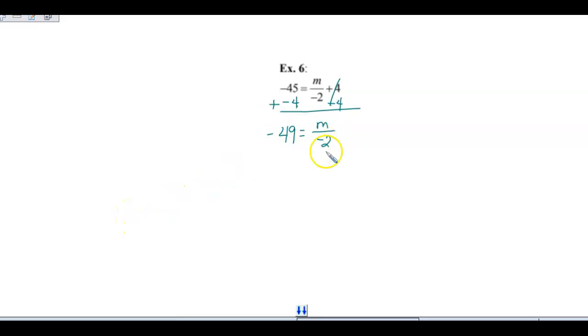Now I'm going to move the negative 2. I'm going to multiply both sides by negative 2. So if I take 49 times 2, I get 98. I have a negative times a negative, so it's a positive. These two cancel out, and m is by itself. So I have found that m is equal to 98. And then I can do the check step to make sure that my answer is correct.